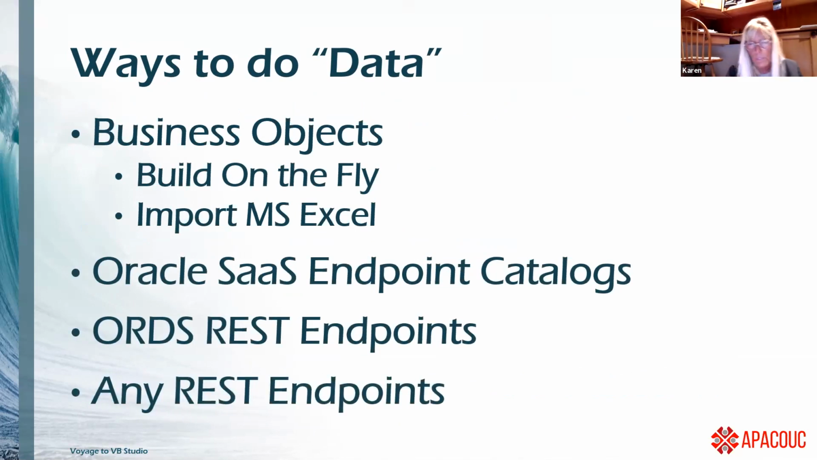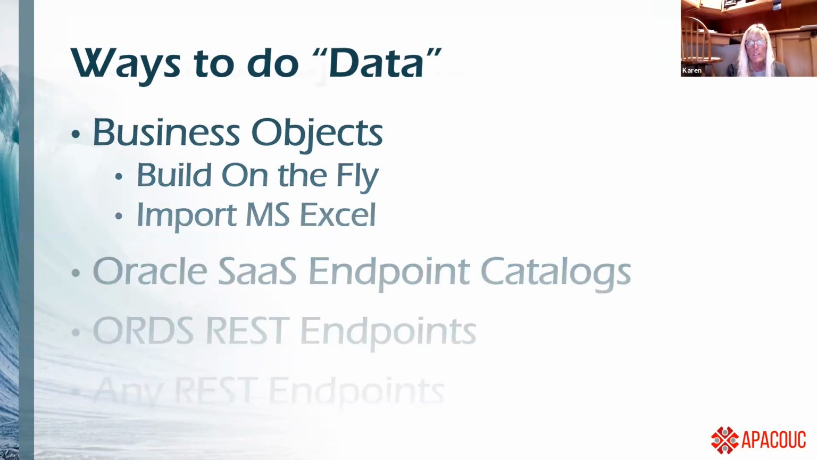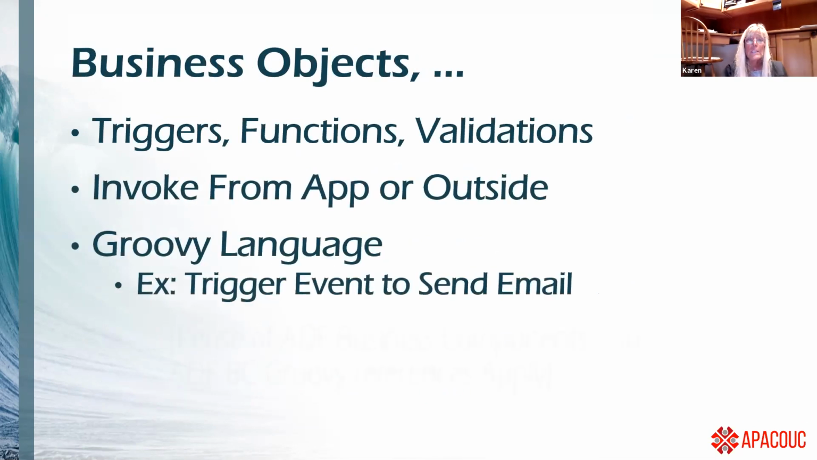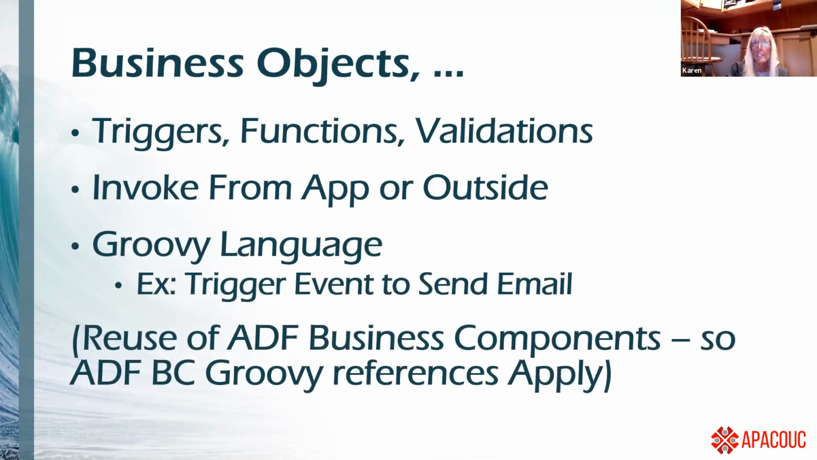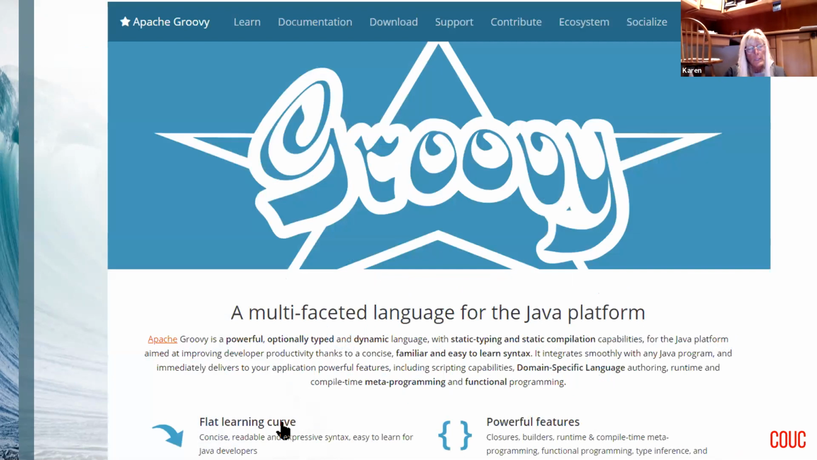If you're doing Cloud Fusion app extensions, use its endpoints, build something in Apex, build your web version, REST enable all those endpoints, build a mobile app in Visual Builder. Really neat stuff. If you need to add triggers or functions or validations in your business objects, it's Groovy.